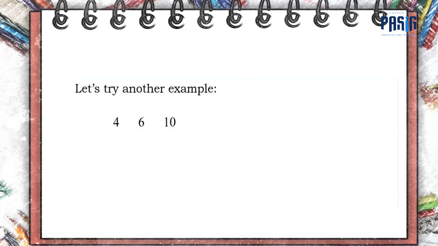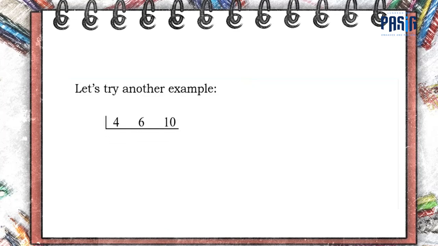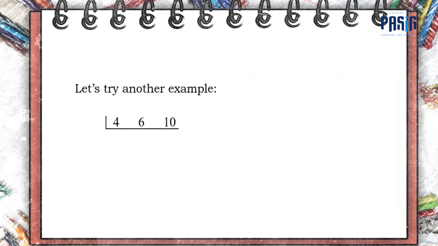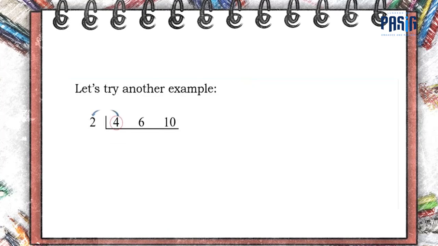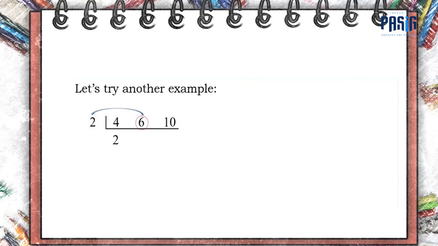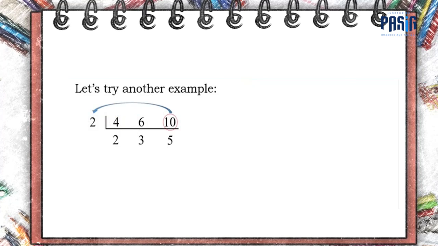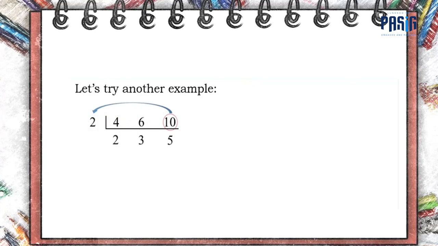Next, let's try another example. Let's have 4, 6, and 10. So we divide 4, 6, and 10 by a common divisor. And the common divisor is 2. 4 divided by 2 equals 2. 6 divided by 2 equals 3. 10 divided by 2 equals 5. So now we have 2, 3, and 5.